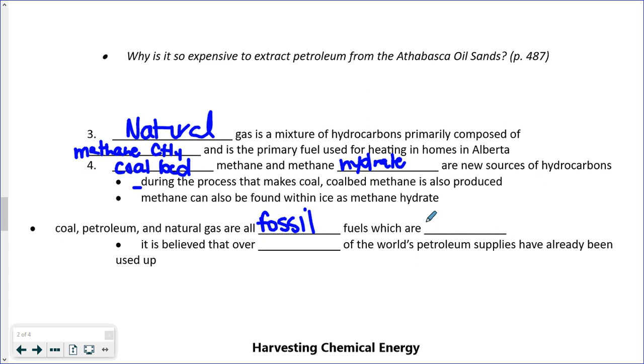Which are considered to be non-renewable resources. In theory, they could be renewable if you have 250 to 400 million years to wait for the development. So overall, non-renewable. It's believed that well over half the world's petroleum supplies have already been used up. So that's, you know, since their development within the last 100 years, we've already polished off half of it. And we know how the population has grown in the last 50 years even. Again, it's an exponential curve.